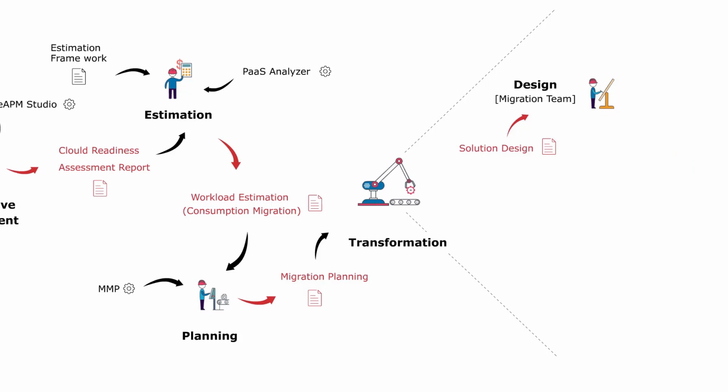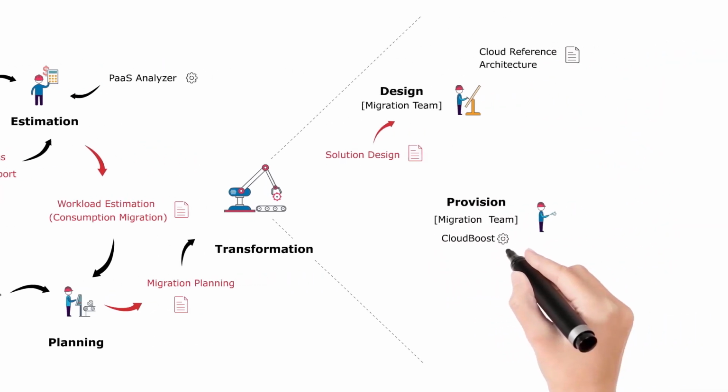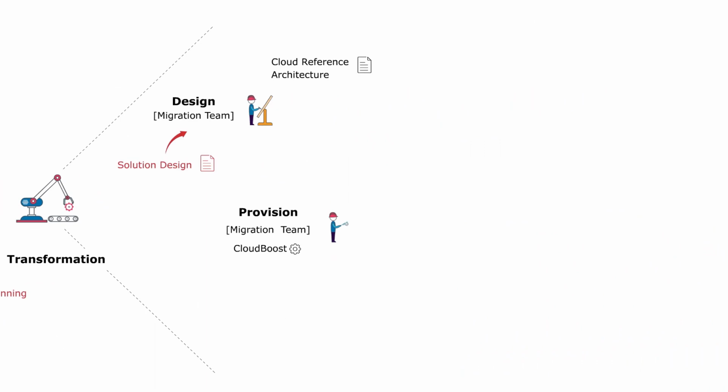Detailed design is built keeping the cloud reference architecture as the base. We use the CloudBoost library, which has about 250+ scripts and templates to create the landing zone. This comprises of network, security, access control, monitoring, backup, etc., policy and settings.